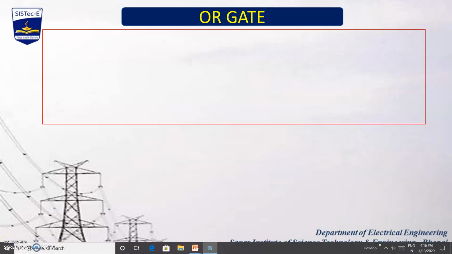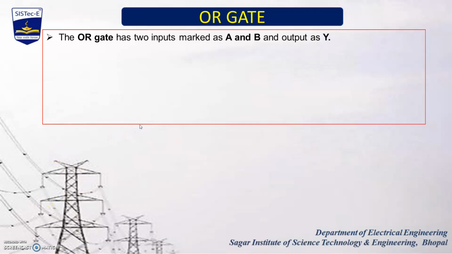Let's talk about the next basic gate, called the OR gate. The OR gate has two inputs, A and B, and the output will be Y. That will be the OR operation of the OR gate. Again I am repeating, there is no restriction that the input of the OR gate will be only 2. It should be more than 1, but we can use it for n number of inputs.